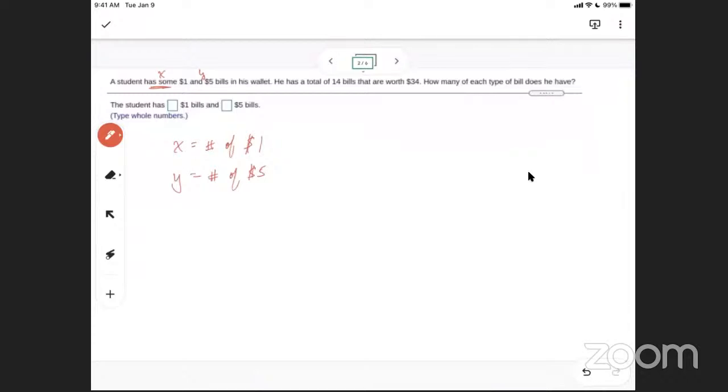So what do we know about it? Well, it says that there's a total of 14 bills. So that means X plus Y equals 14. The number of $1 bills plus the number of $5 bills equals 14. And it also says that they are worth $34. So their worth is 34. Well, their worth is 1 times the number of $1 bills plus 5 times the number of $5 bills. That's their worth. You see how I came up with that? So I have a system of equations.